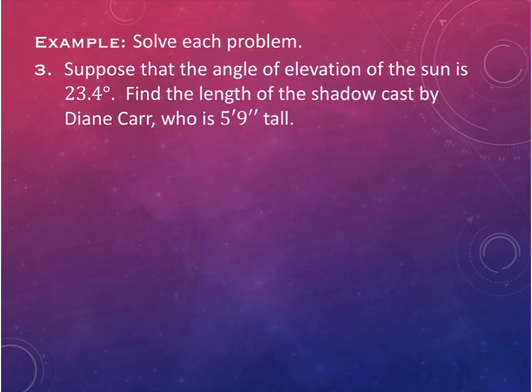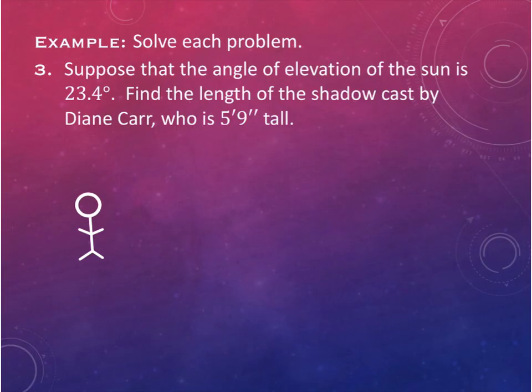And we're taking a look at something where the sun is creating a shadow. So it says, suppose the angle of elevation of the sun is 23.4 degrees. Find the length of the shadow cast by Diane Carr, who is 5 feet 9 inches tall. So we've got someone, and I don't draw well, so here's our Diane Carr. You can humor me a little bit.